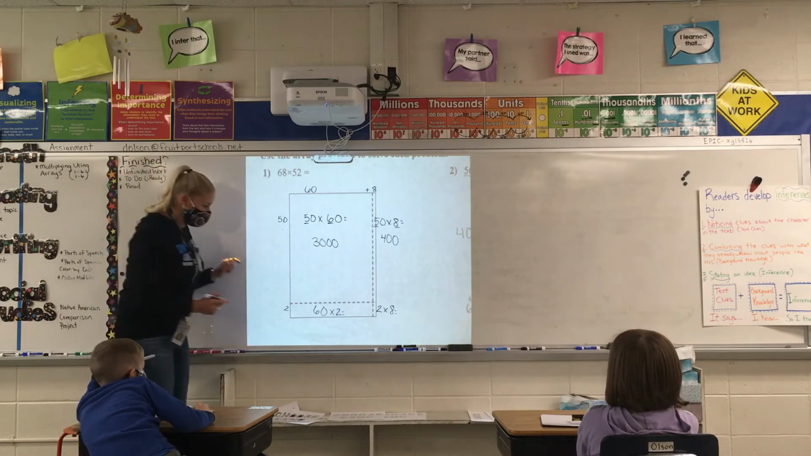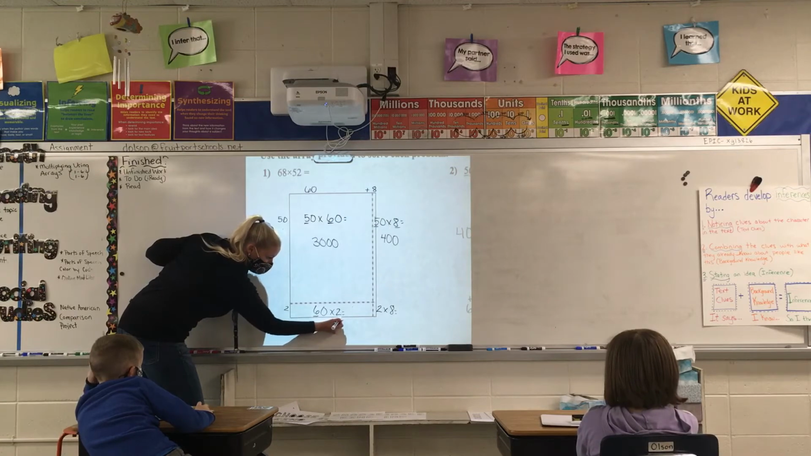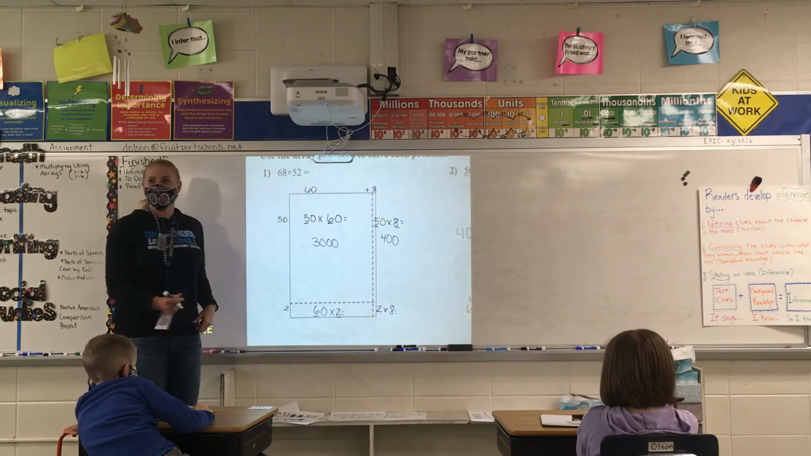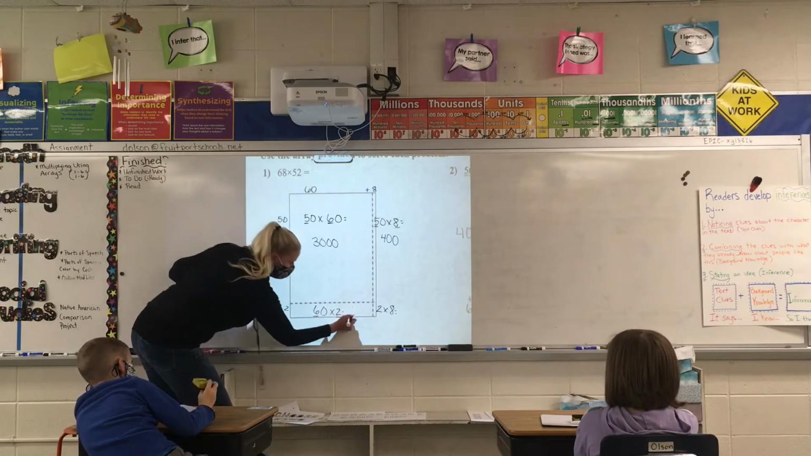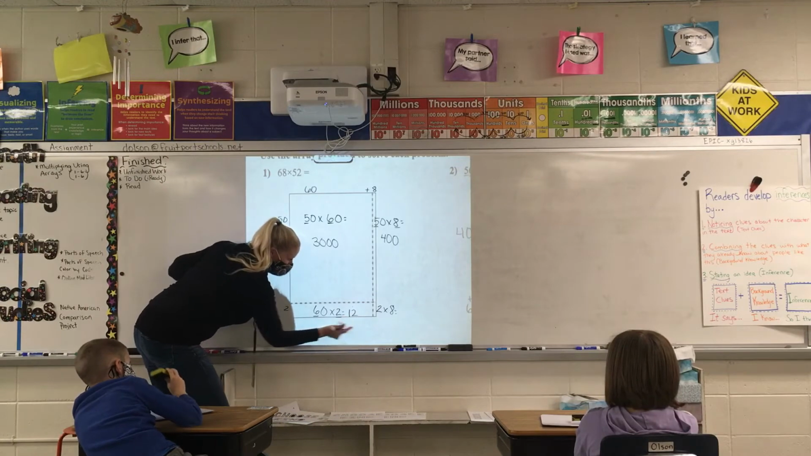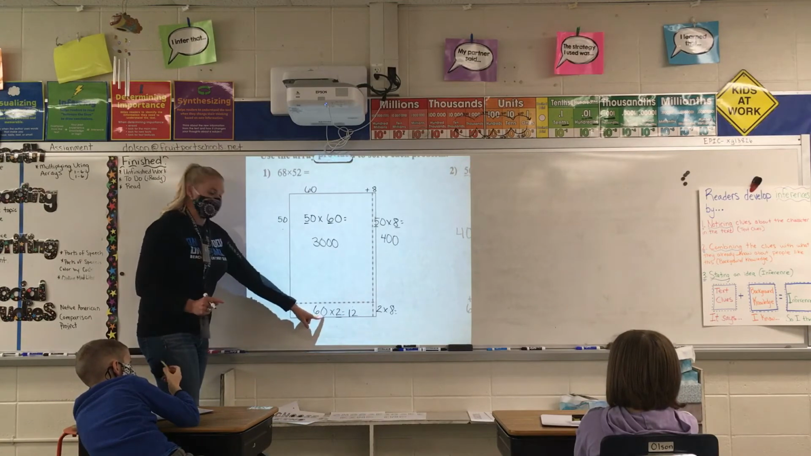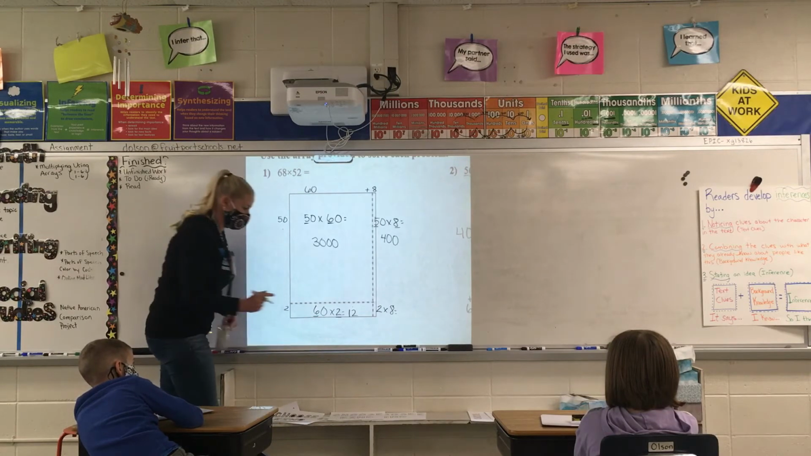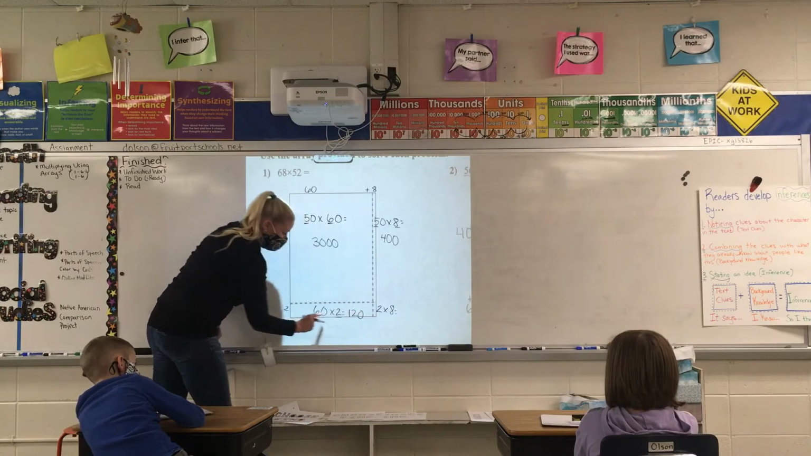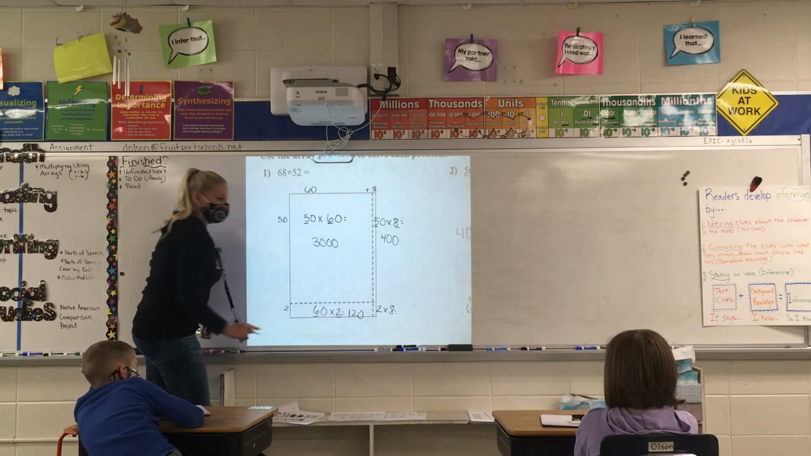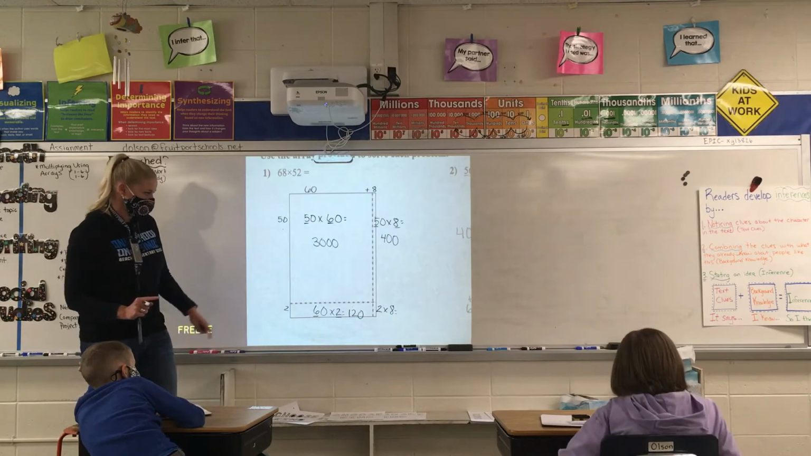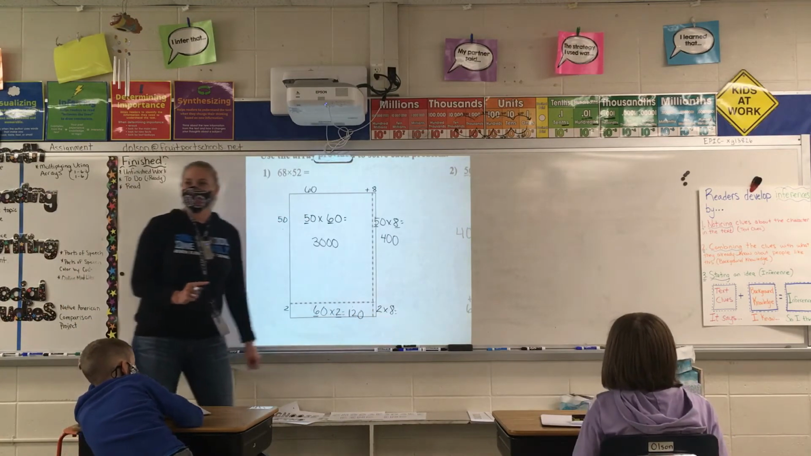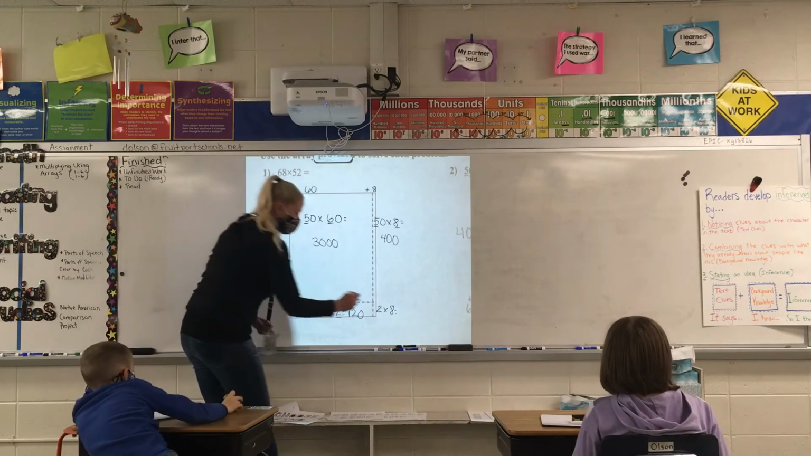Okay, now we're down here. We have 6 times 2. So 6 times 2 is? 12. Okay, and it's going to get 10 times bigger. We have 1 0 to hold the place value, so we're going to have 60 times 2 is 120. And then 2 times 8 is what? 16.